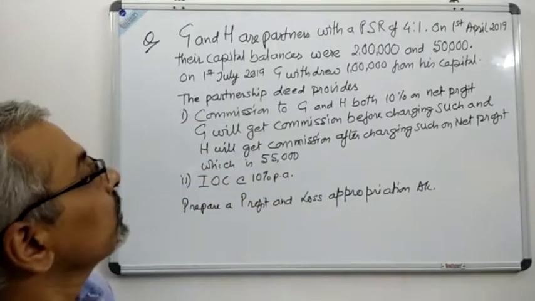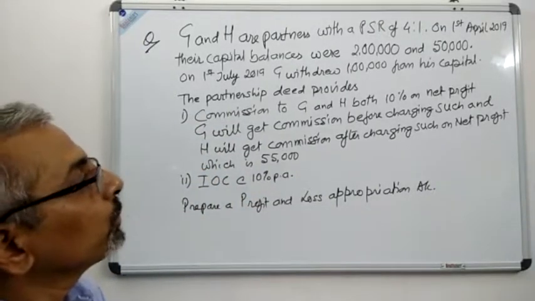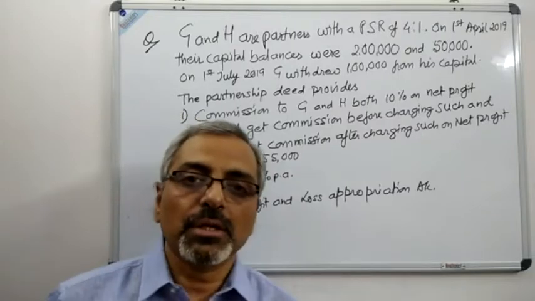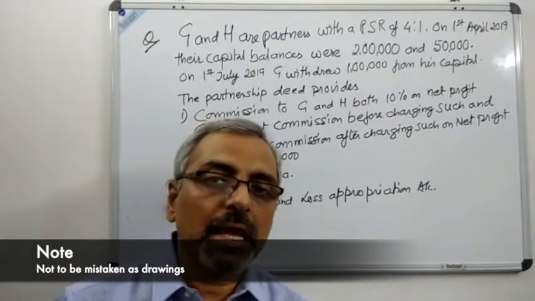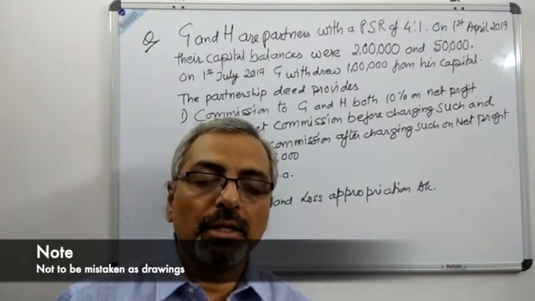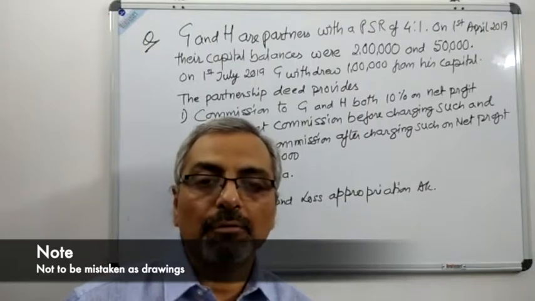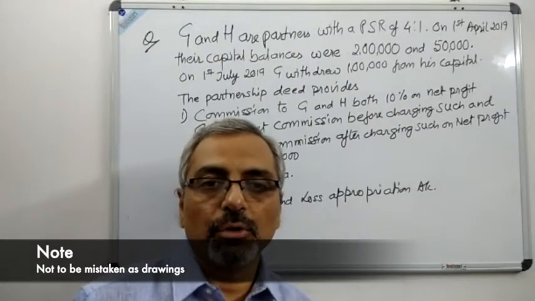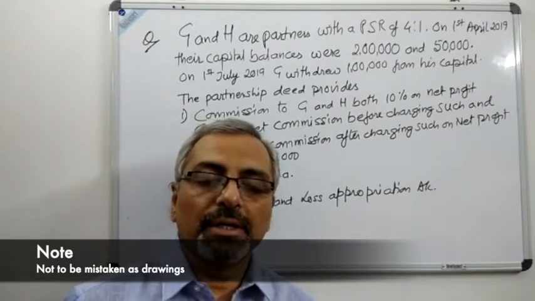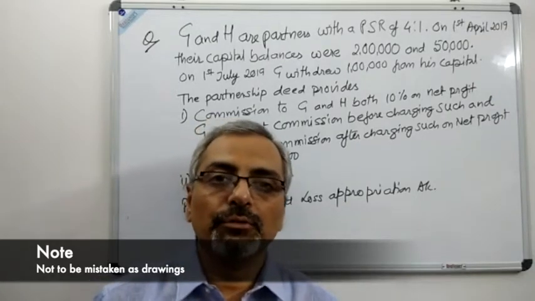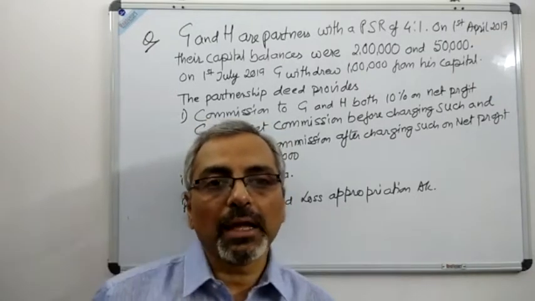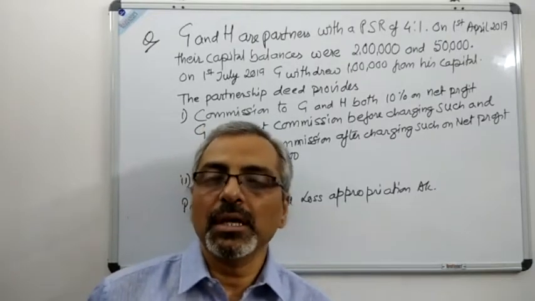Now, on 1st July 2019, G withdrew 1 lakh from his capital. Please don't misunderstand this as drawings. This is the money which he already had, 2 lakh. From that, 1 lakh has been withdrawn from the capital. So now the effective capital has become 1 lakh. So for the first 3 months there was 2 lakh, and for the next 9 months there will be only 1 lakh.